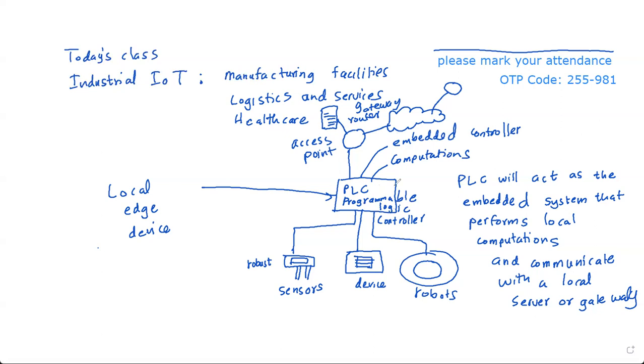So the PLC will be responsible for collecting the data from the sensors. Anyway, we can call this PLC a local edge device which collects the data and sends it forward to the edge server and then also to the internet. Right, so if you have any questions you can ask, right?